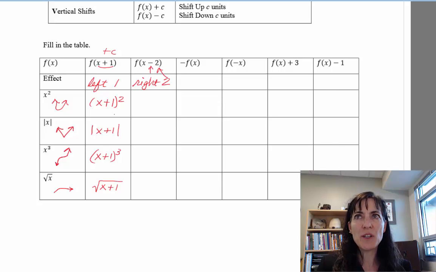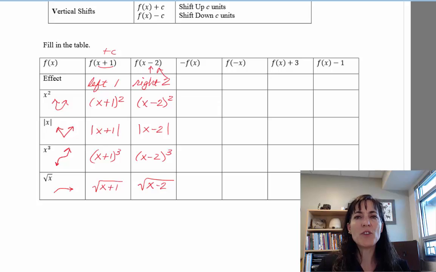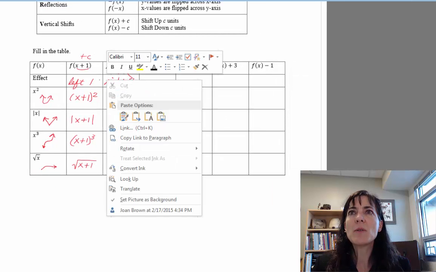And we know it's shifting left or right because it's inside with the x. So that looks like x minus 2 quantity squared for a parabola, absolute value of x minus 2 for absolute value, x minus 2 quantity cubed for a cubic, and x minus 2 underneath the square root for a square root graph. All right, I'm going to change pen colors because this is kind of a different category that we're coming up on next. This is negative f of x, so it's the opposite of f of x. It's outside, oopsie.